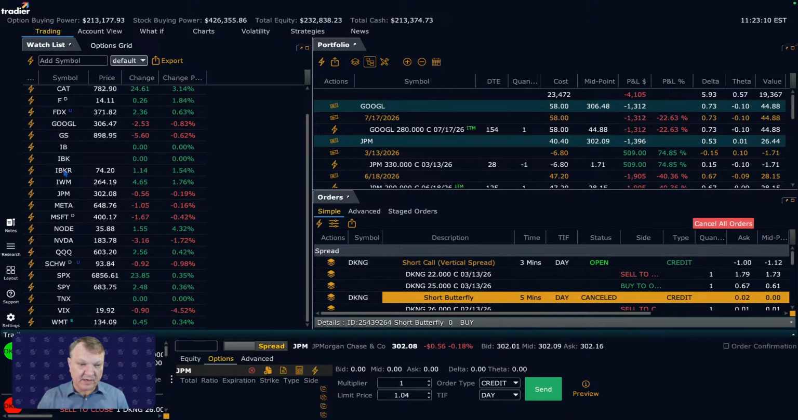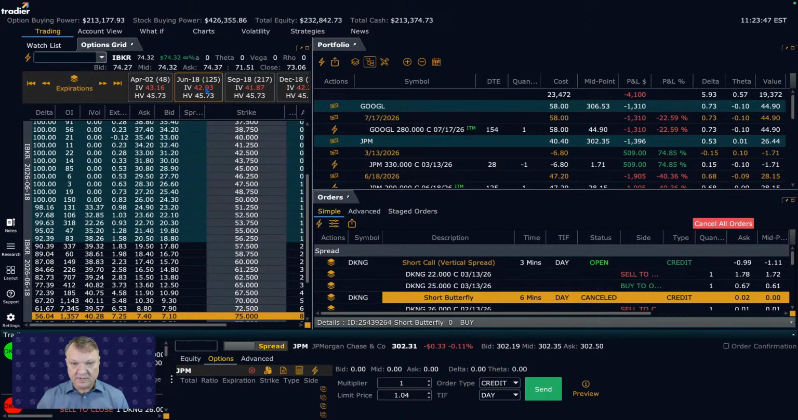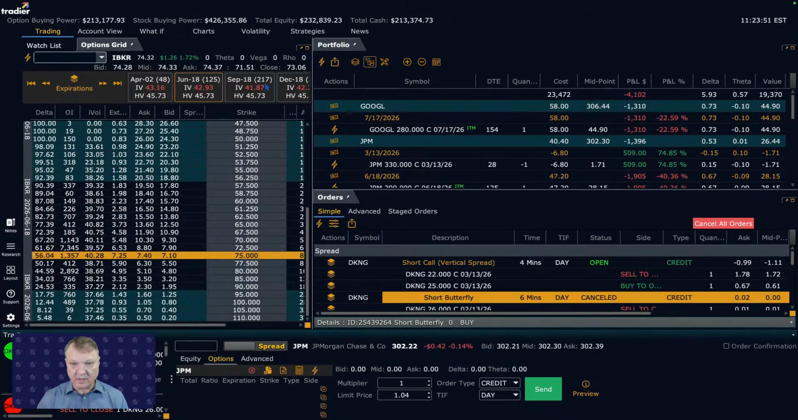Let's add Berkshire, or I was looking for Berkshire, but let's look at IBKR, which is Interactive Brokers. And they are in the prediction markets, and they're doing quite well in that position. Wanted to add another financial. So let's go in this expiration, and we're going to go out to about half a year. We got February, March, June. Let's do the June. 125 days out, or else we got to go all the way out 217 days.